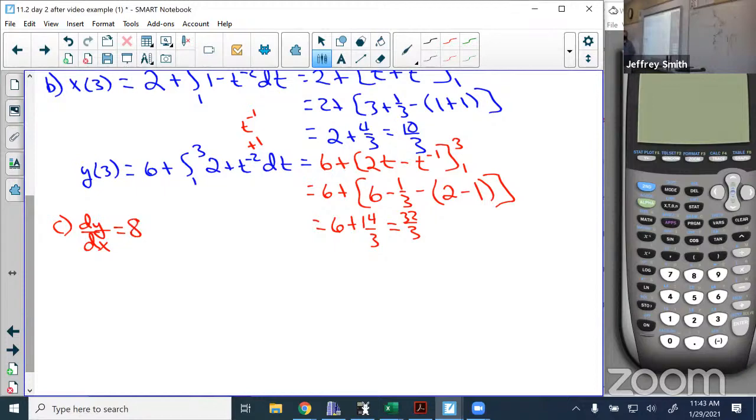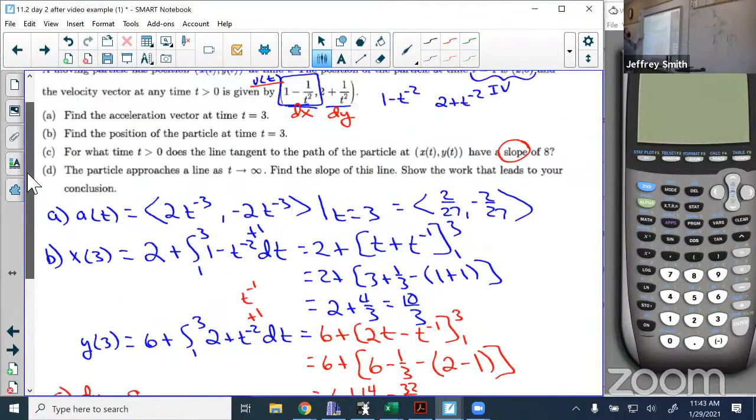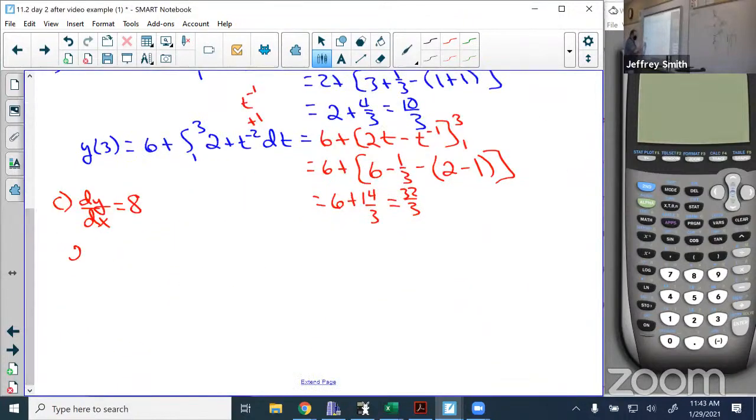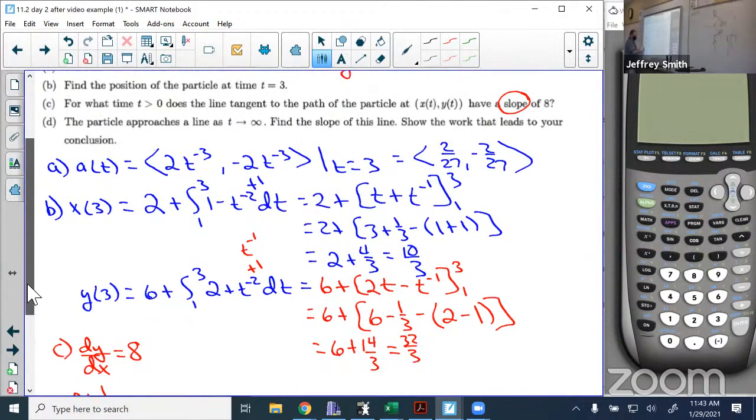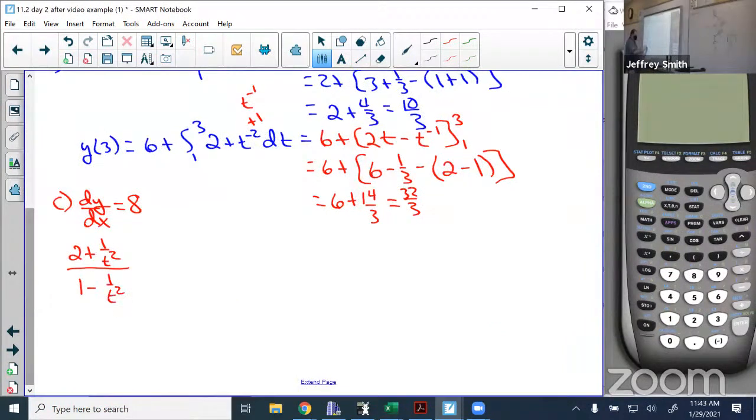Where is that 8? Then I think, well, first derivative is velocity. So 2 plus 1 over t squared, there's the dy, over the dx, 1 minus 1 over t squared. Where is that equal to 8? That's the question. There's the setup. I think that's the tough part. Now we have the easier part of getting t by itself.